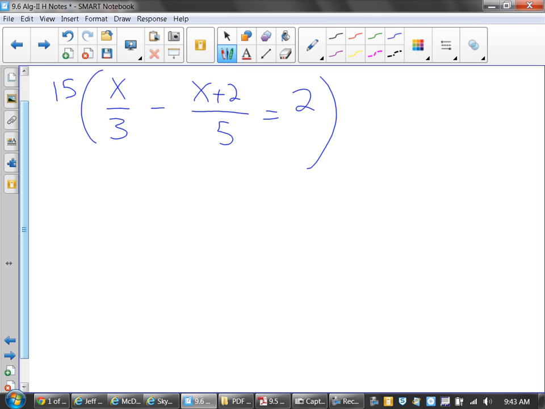what's 15 divided by 3? 5. So it becomes 5x. What's 15 divided by 5? 3 times the x plus 2. And then obviously 15 times 2. Again, I think this is kind of where you were going, by multiplying by what they're missing. But by putting that number out in front, you won't forget to multiply the equal side.